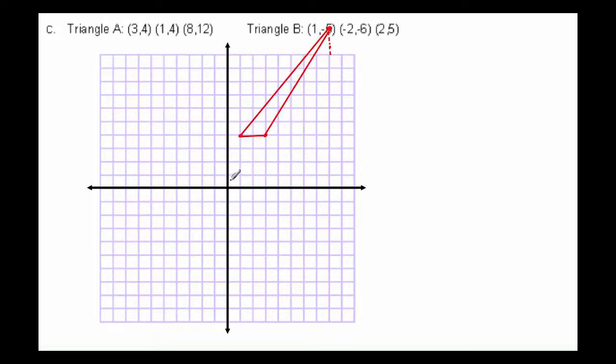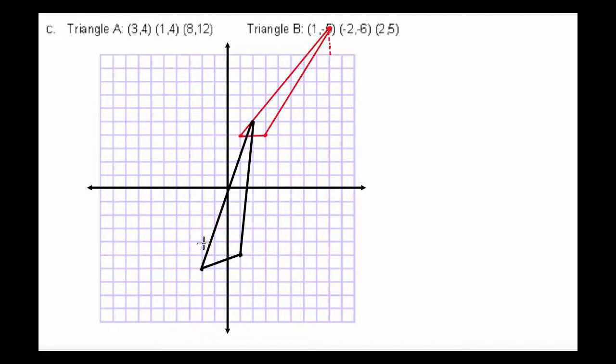Okay, over 1 down 5, over -2 down 6, and over 2 up 5. Okay, let's go ahead and connect those. Now this looks like it might be a little bit closer. So what would we do then? Well, we're going to go ahead and check. First, check visually.